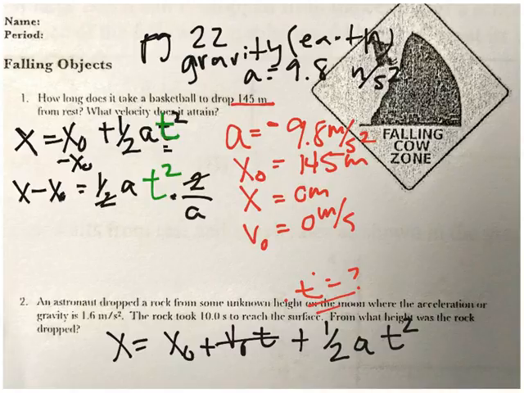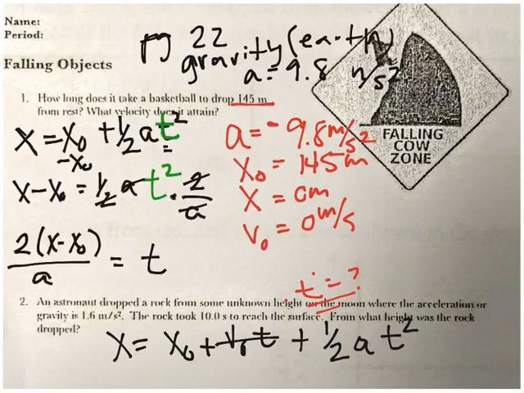So this will cross out and this will cross out. Do it to the other side. You're going to get x minus x naught, do put it in parentheses, over times 2 over a. And this will give you t squared. Finally, you have to square root it. Square rooting gets rid of your square.